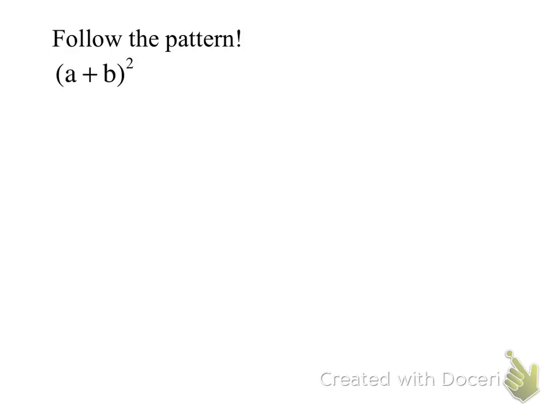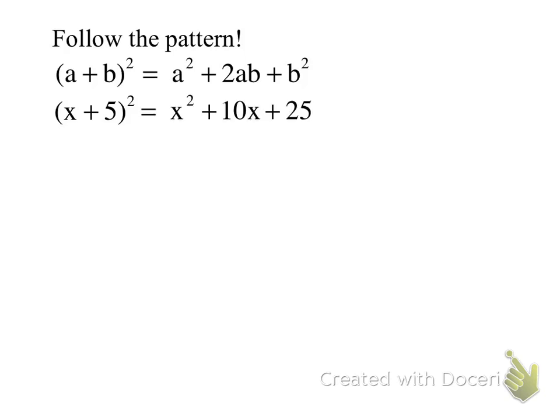Okay, so we know that the pattern is square the first one, square the last one, and the middle term is multiply A and B together and then double it. That's what we call it: square the first term, square the last term, and multiply them together and double it. Or you can say the middle term is this times 2. So what would the next one be, Jordan?